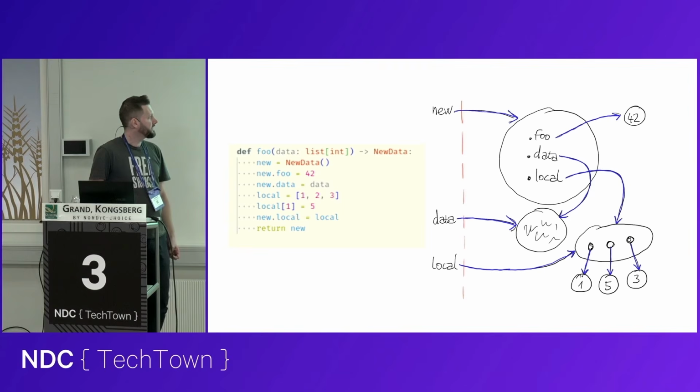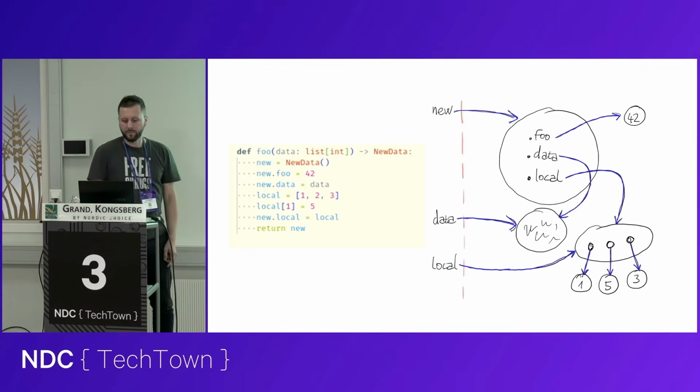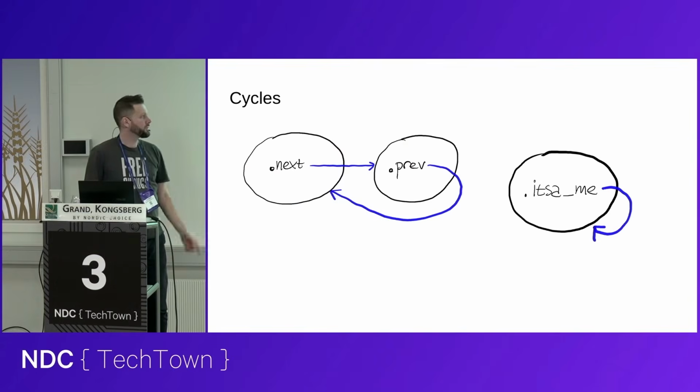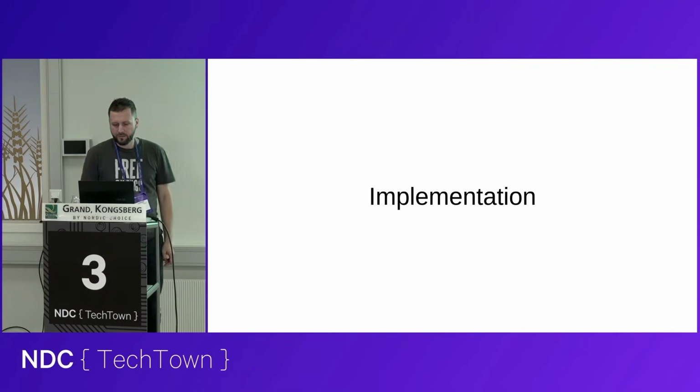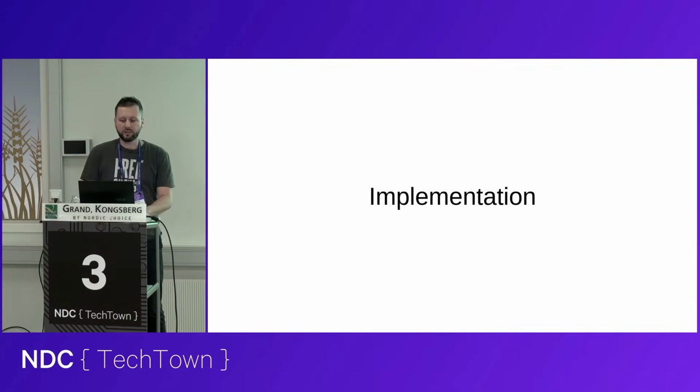Here's a schematic, and you see that the data and the local objects are pointed to from multiple places. We can, of course, have cycles pointing back to itself. You can even point from the same object to the same object. You're always pointing to an object, not to an attribute. But as we've seen before, computer memory does not look like this, so how do we implement it?